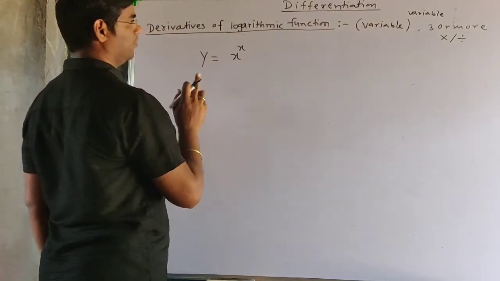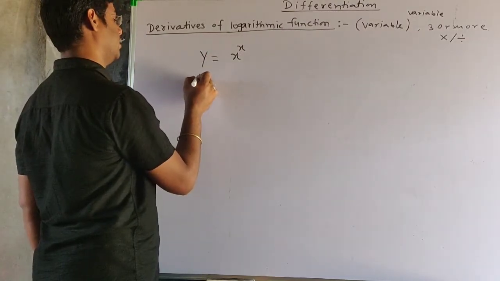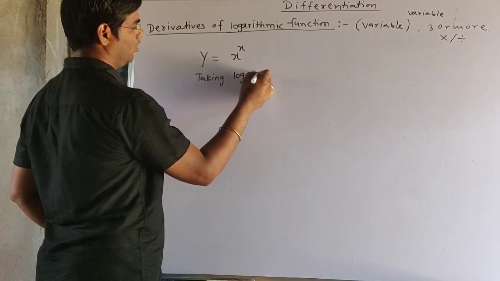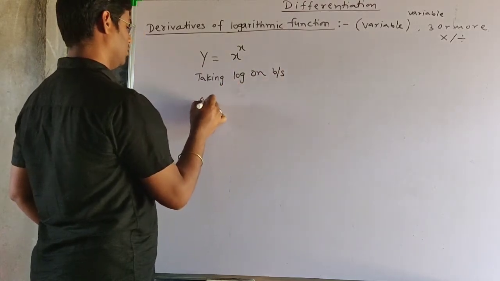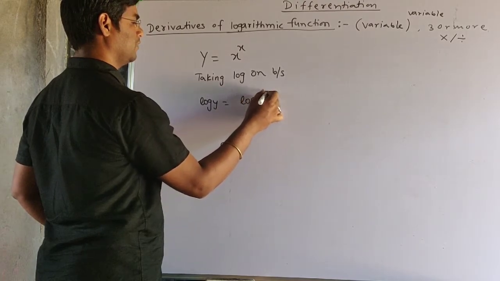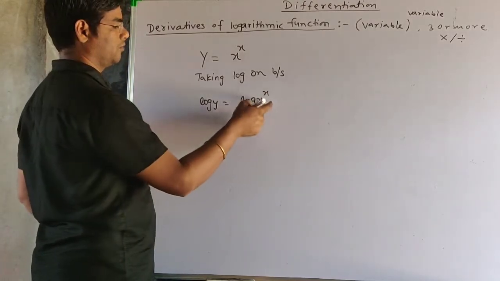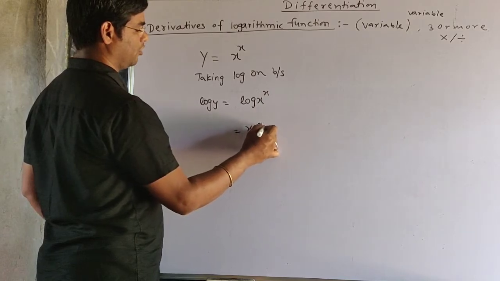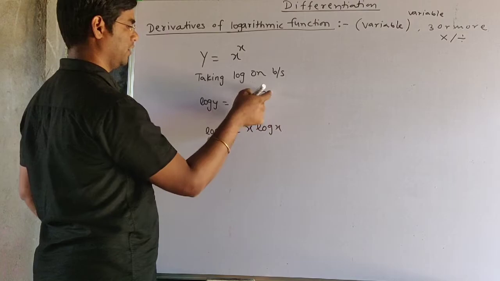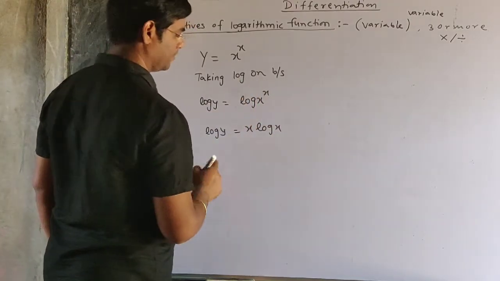Variable raised to variable means what? You have to take log on both the sides. So taking log on both the sides, log y is equal to log x raised to x, and we know the exponent law in logarithm. It becomes x log x. Here we have applied the exponent law: m raised to n becomes n log m, so x raised to x becomes x log x.